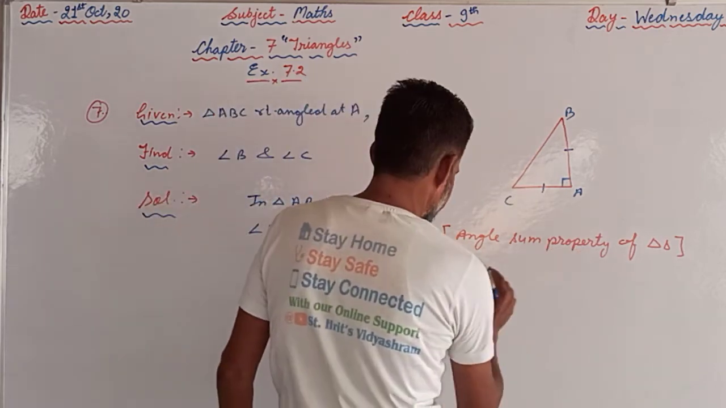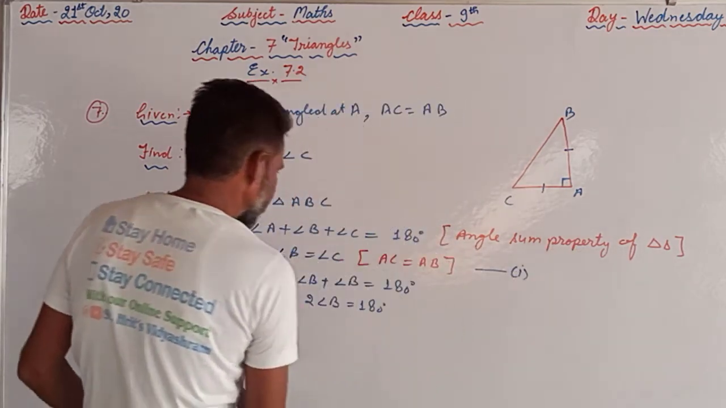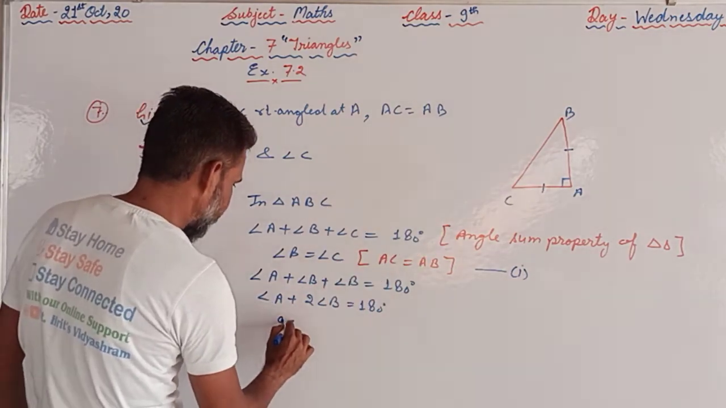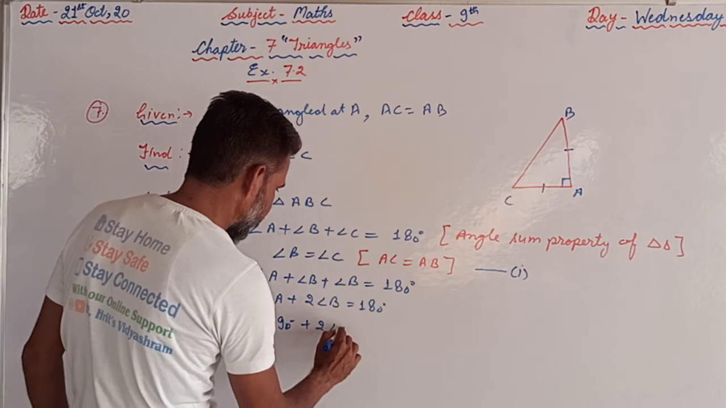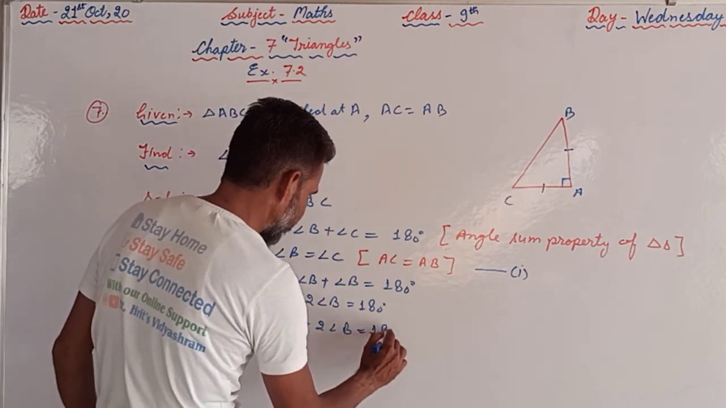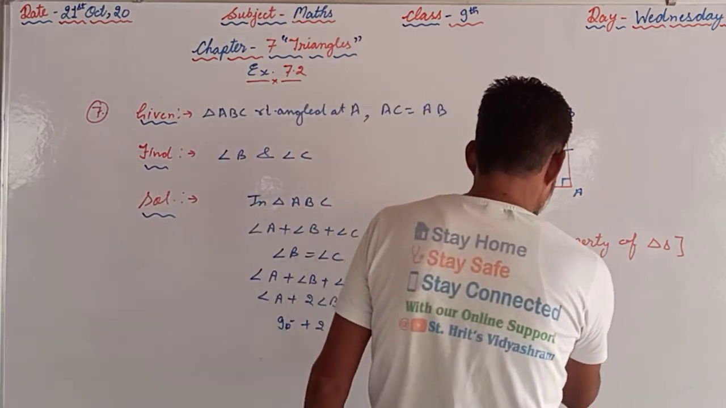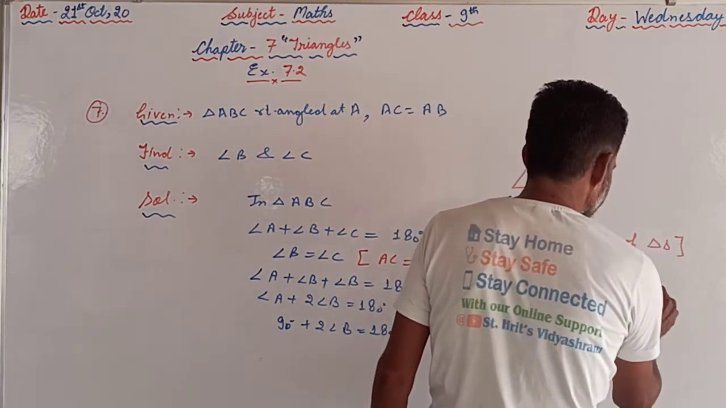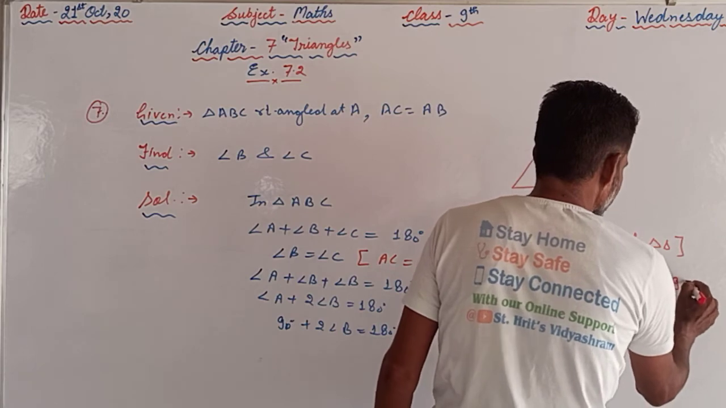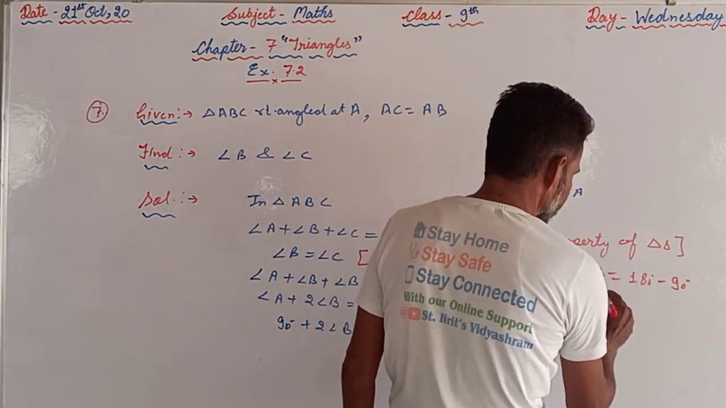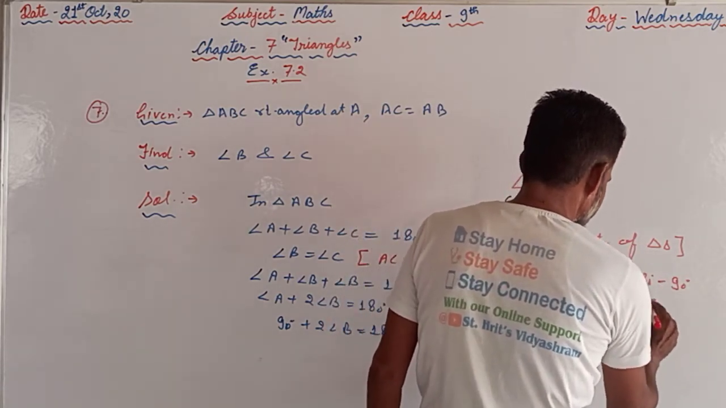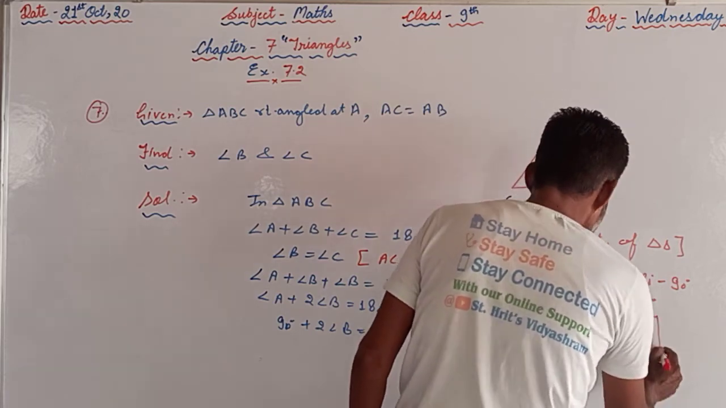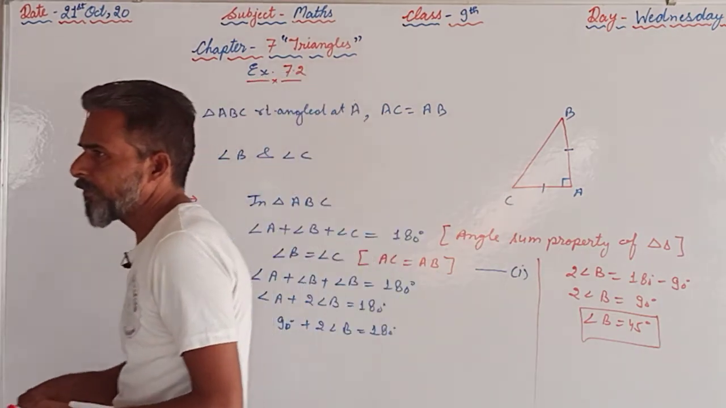We can give that equation the name 1, and angle A is given as 90 degrees. So 90 degrees plus twice angle B is equal to 180 degrees. It implies that twice angle B is equal to 180 degrees minus 90 degrees, which is 90 degrees, and angle B will be 45 degrees. The value of angle B we have calculated.